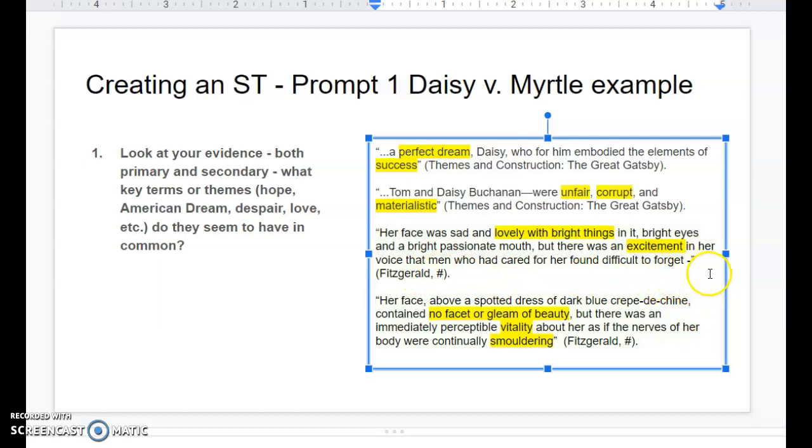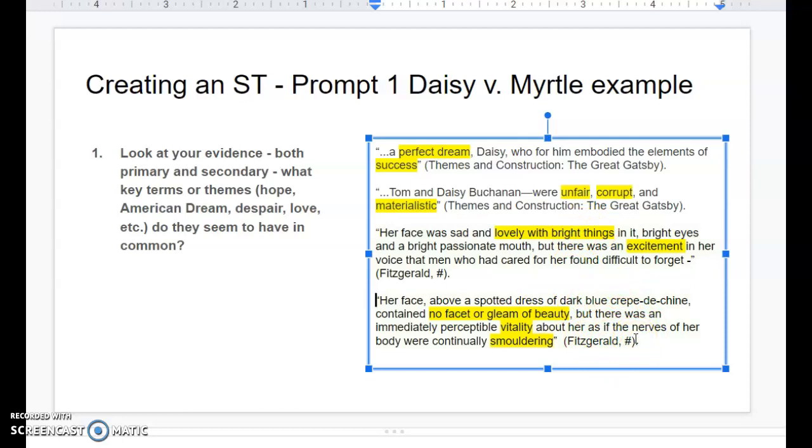So the thing that makes these two CDs really great is they are about our two characters, Daisy and Myrtle. They're also similar in that they both describe the character's physical appearance. That similarity is going to make pointing out a contrast in my commentary way easier because I can talk about how Daisy gets a really pleasant description, Myrtle gets a really unflattering description. So those are my primary CDs.